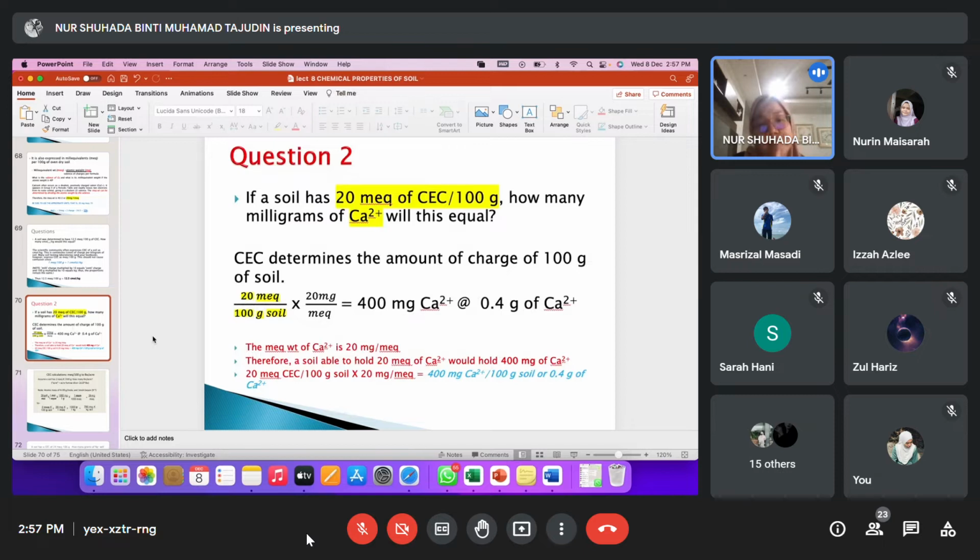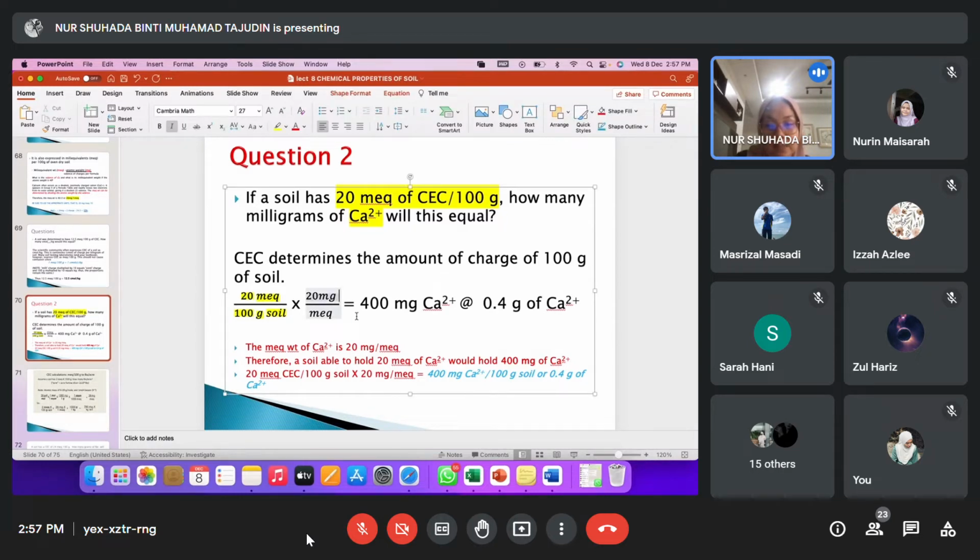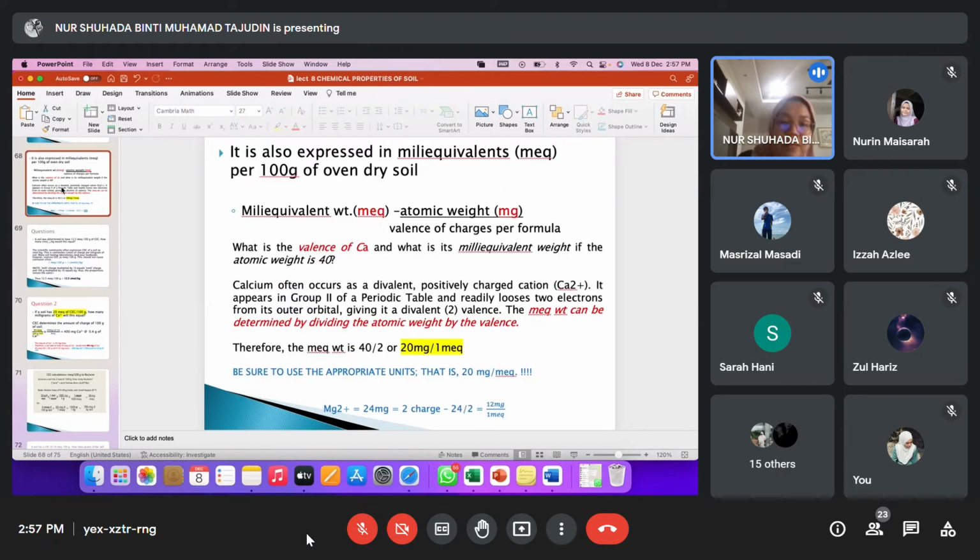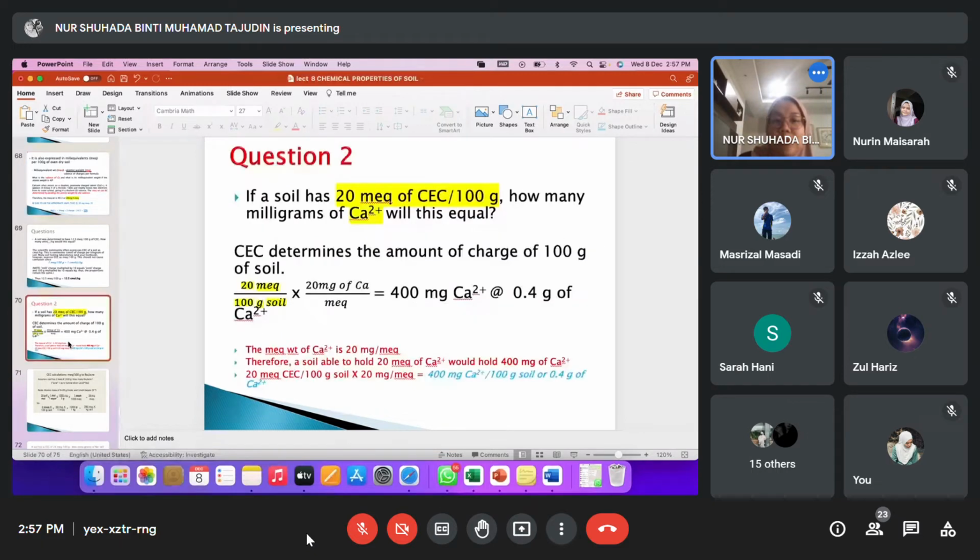So if 20 MEQ over 100 gram of soil, berapa mg dalam soil tu? Okay, so darab je lah. Kalau 1 MEQ bawa 20 mg, 1 MEQ bring 20 mg of calcium. Okay, ni mg of calcium saya tulis sini dulu sebab, 20 mg of calcium because just now you know 1 MEQ bring 20 mg. Now the question is soil tu ada 20 MEQ. So 20 MEQ over 100 gram of soil times 1 MEQ can bring 20 mg of calcium.